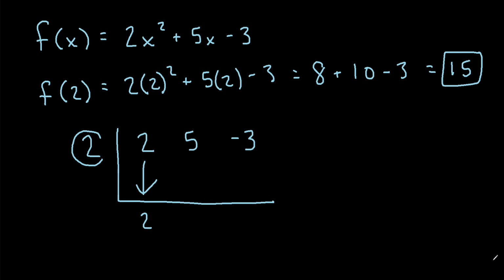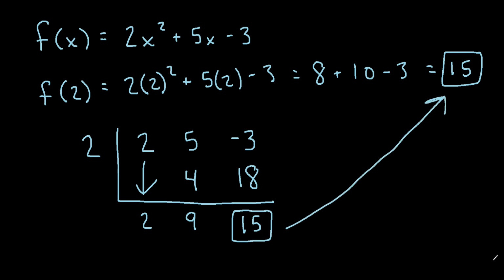And then we do this number out here. So 2 times 2, that's 4. So we write the 4 right here in the next column, and then we add straight down. So 5 plus 4, that's 9. And then we do 2 times 9, which is 18. We put the 18 in the next column, and then we have negative 3 plus 18 is 15. The number that we get right here is our final answer. And you'll notice that this matches the answer that we got from direct substitution.